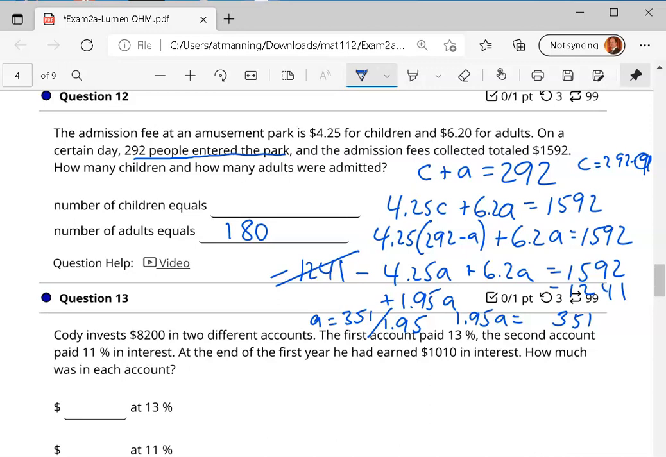And this is the simplest equation. C plus A equals 292, or C equals 292 minus A, right? So I know that C equals 292 minus A, and I know A is 180. Let's do subtraction. 2 minus 0 is 2, 9 minus 8 is 1, 2 minus 1 is 1. There I have calculated the number of children, 112. From knowing total people, 292, figure out one of them, and the other one is just 292 minus that first one.